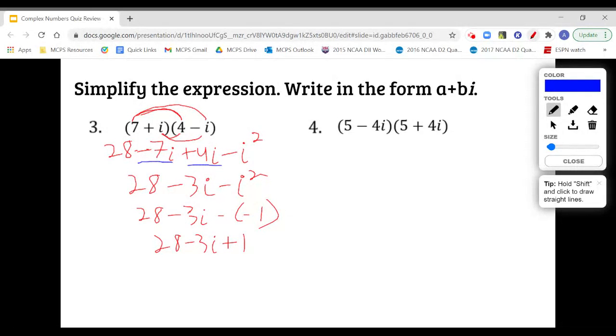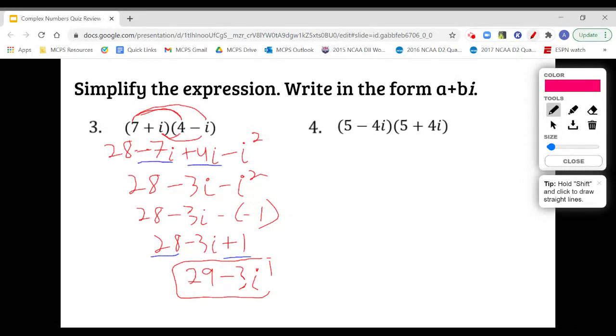And now we'll notice I all of a sudden have two like terms again. That's what's going to happen when I simplify i squared and it becomes a real number: I now have two constants that can be combined. So I have a 28 and I have a 1. So 28 plus 1 is 29. And negative 3i has nothing to be combined with. So my final answer is 29 minus 3i. So again, now it's your turn. Try number 4 and then come back for the answer.